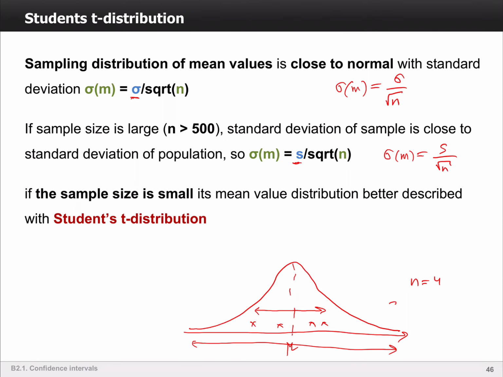So it means that the standard deviation of your sample, if the sample size is small, will be much smaller than the standard deviation of your population. And that leads us to underestimation of the uncertainty. So our confidence intervals will be smaller than they should be, and therefore the true population average will not be inside in many cases. Okay, so that's the problem. How to solve it? Well, use another distribution, which is called Student's t-distribution.